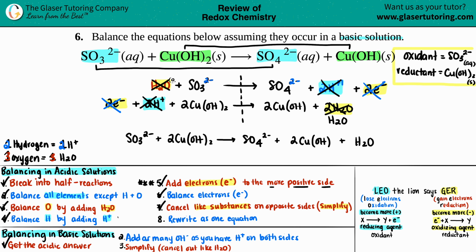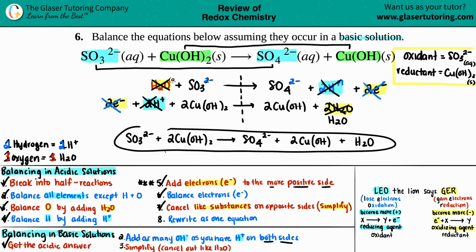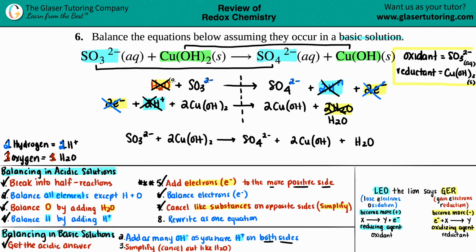Now we're just going to add to that acidic answer. So step 2 says that we need to add as many OH minuses as you have H plus, and you have to do this on both sides because you got to be fair. So I'm scanning this, and I'm saying to myself, well, wait a minute. I have to have H plus, right? That was the point of an acidic solution.